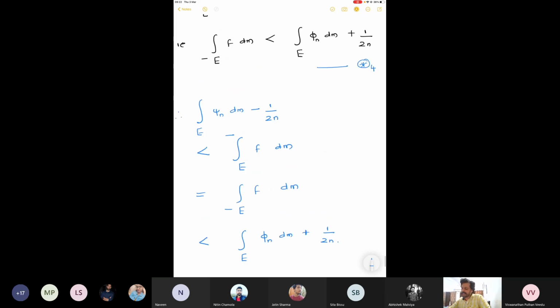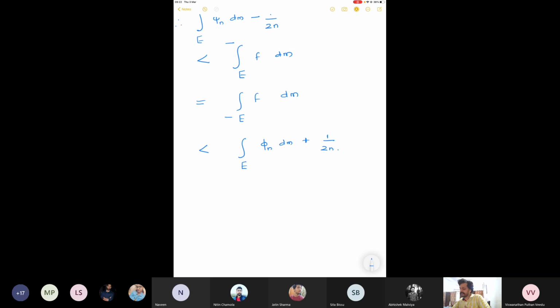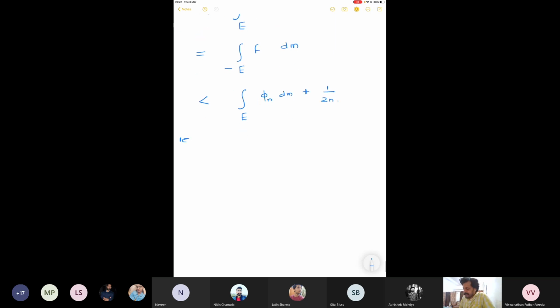So we got integral over E of psi n dm minus 1 by 2n is less than integral over E of phi n dm plus 1 by 2n. That is, integral over E of psi n dm minus integral over E of phi n dm, because this cannot be infinity, you can transpose to the other side, is less than 1 by n. This is a crucial estimate that we may use later. So this is star 5.